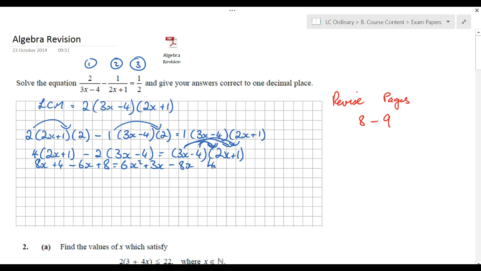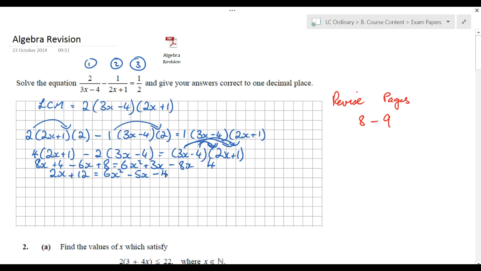Let us see what we can simplify now. On the left hand side I have 8x subtract 6x is 2x. Positive 4 plus 8 is 12. And on the right hand side, 6x squared cannot be simplified. 3x minus 8x is minus 5x. And I have my minus 4.